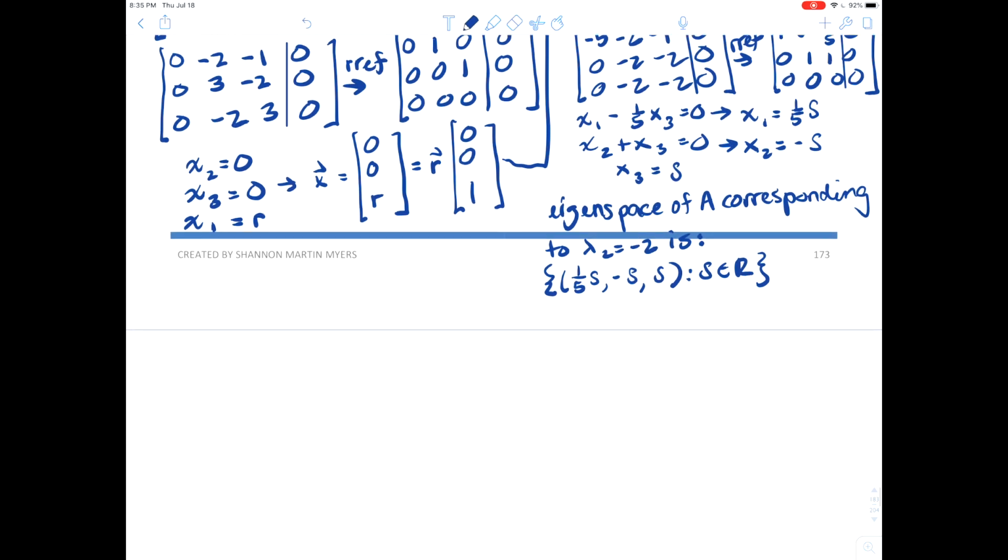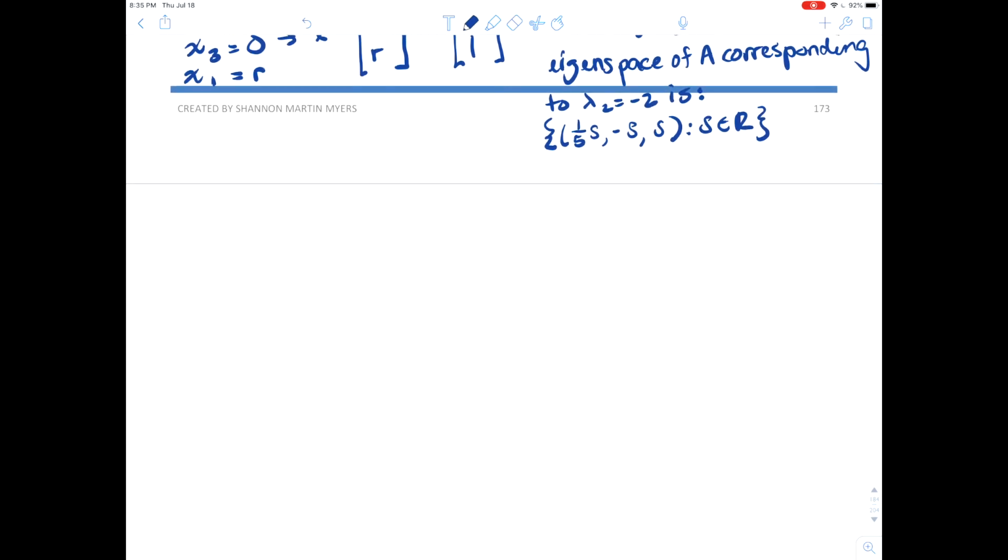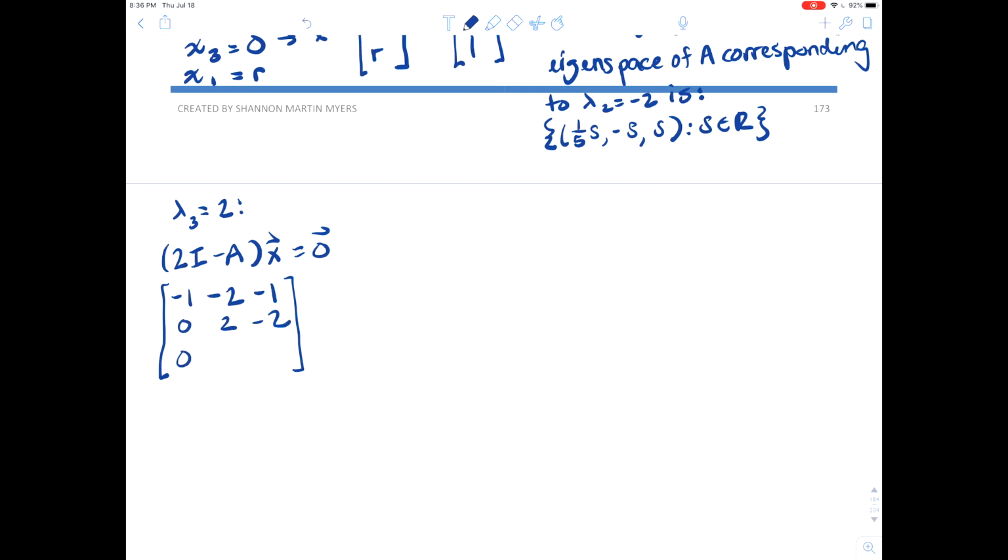Okay, so I need to add a page. Sorry about that. So for the third one, what will happen is we'll have for lambda 3 equal to positive 2, 2 times I minus A, that matrix, times x equal to the 0 vector will give us negative 1, and then negative 2, negative 1, 0, 2, negative 2, 0, negative 2, 2, and then x1, x2, and x3 for our x vector equals the 0 vector.